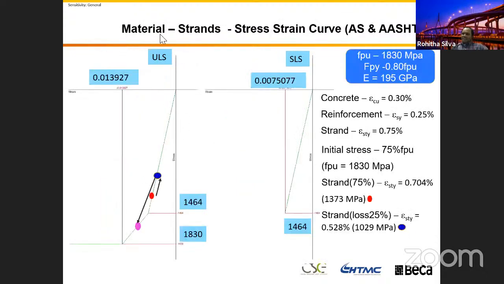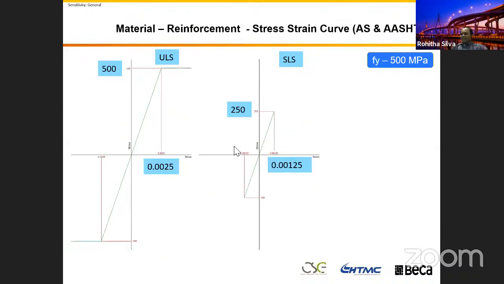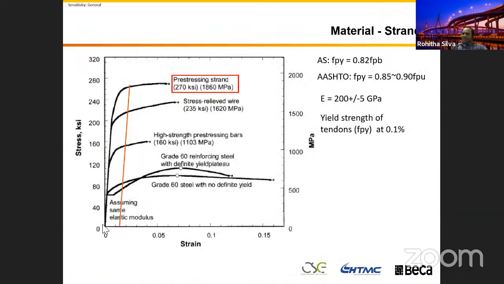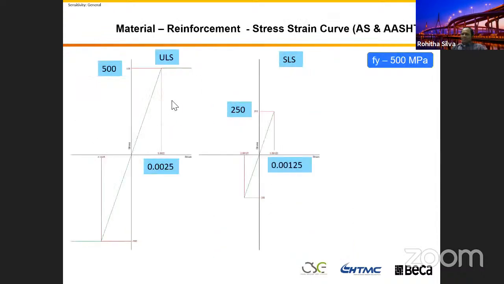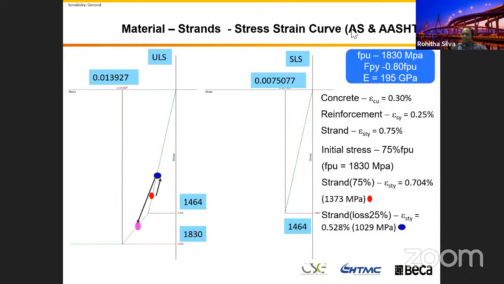Then the material stress strain curve, I will spend some time with this one. You can see in the stress strain curve, yield strength we define the point somewhere here. Then the breaking point, we go to somewhere here, and then we got a flat yield plateau. That is what this curve represents. This is based on the AASHTO and Australian standard. It goes up to a certain extent, this is 0.8 times the breaking strength fpb. That is the linear variation.